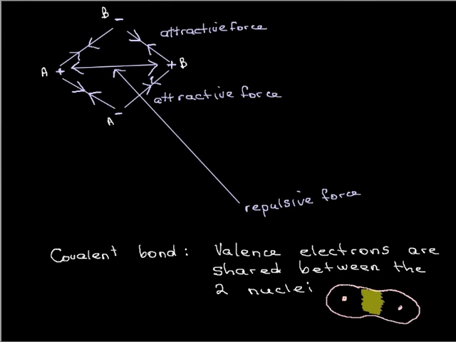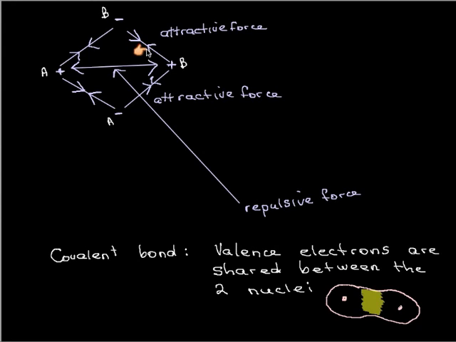The valence electrons are shared between the two nuclei, and the shared pair fills the outer level of both nuclei. So even if atom A has one electron and atom B has only one electron, once they form a bond, the pair of electrons will be shared between the two atoms. So this pair of electrons here will fill the outer shell of atom A and at the same time fill the outer shell of atom B.